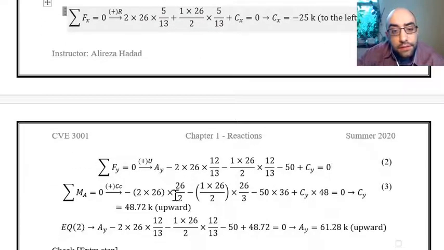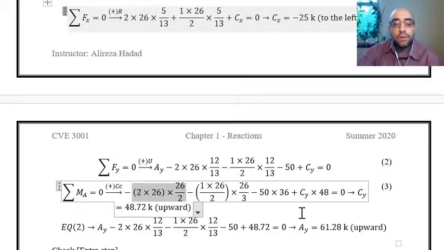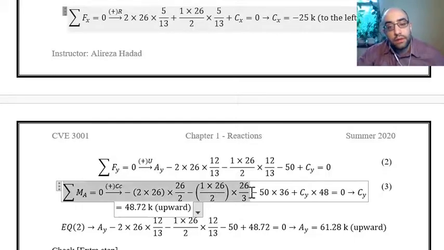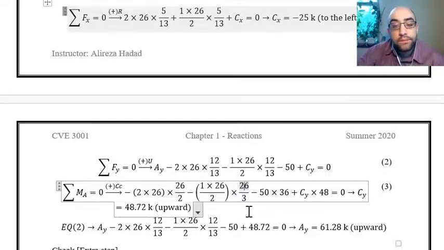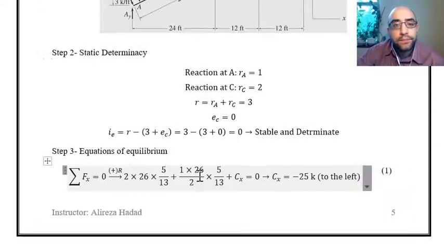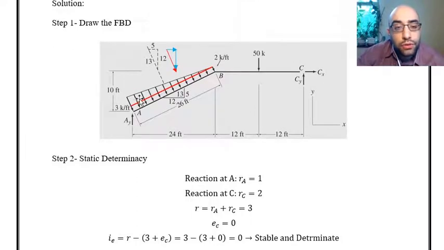As you can see, I have it over here: 2 multiplied by 26 multiplied by 26 over 2. This is the moment because of that rectangular shape in the distributed load. And this is negative. The same idea can be applied for the triangular shape. Just finding the amount of load is over here, the area of the triangle, and this over here, 26 over 3, is the distance from the centroid of the triangle to point A. Let me show it to you over here.